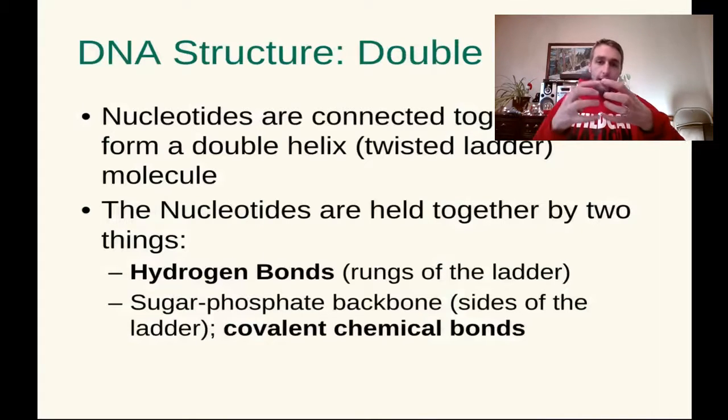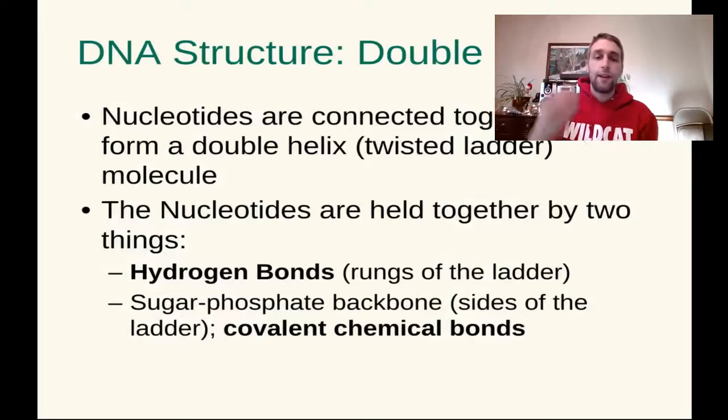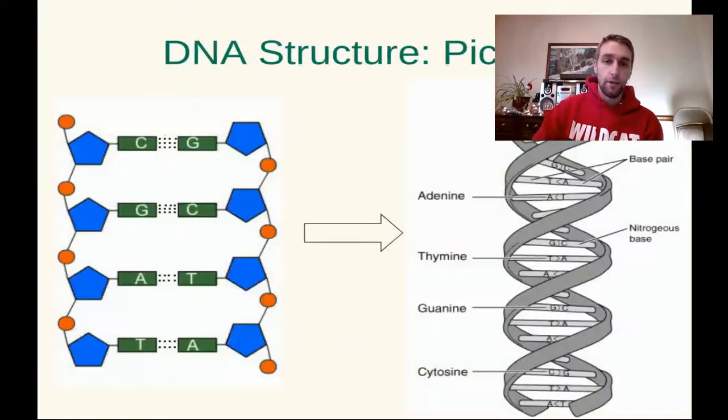And what holds them together in the middle is hydrogen bonds. Those are kind of the rungs of the ladder. And usually those are shown by dotted lines in diagrams. And what holds each string together is covalent bonds. Those are usually shown as solid lines because they're a little bit stronger than the hydrogen bonds in the middle.